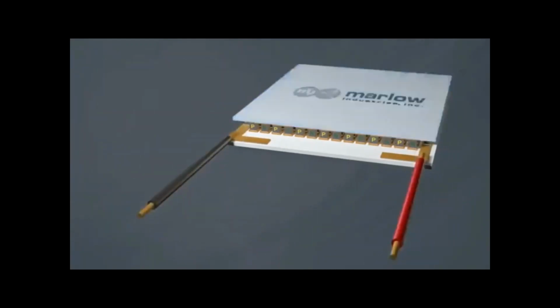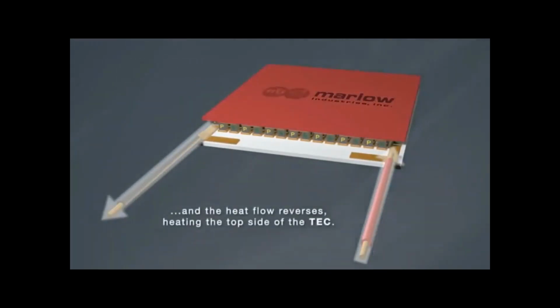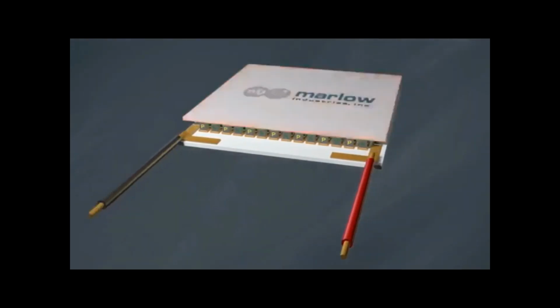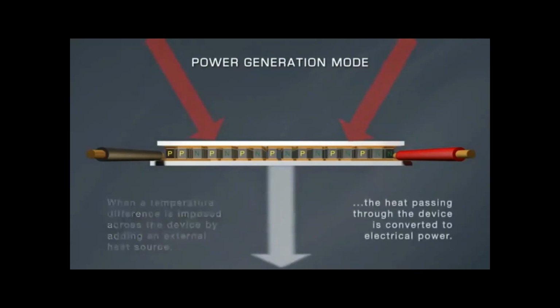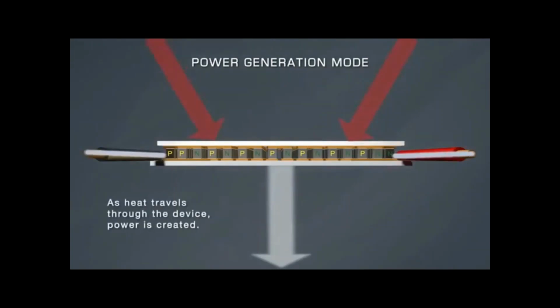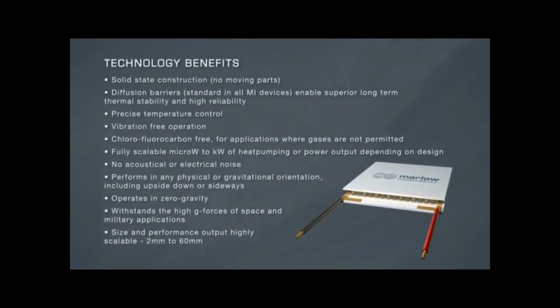As for the heating mode, it reverses the polarity of the current and the heat flow reverses, heating the top side of the TEC. For the power generation mode, when a temperature difference is imposed across the device by adding an external heat source, the heat passing through the device is converted to electrical power. As the heat travels through the device, power is created. As temperature increases, power output also increases. So these are examples of the benefits of using this technology in our daily life.